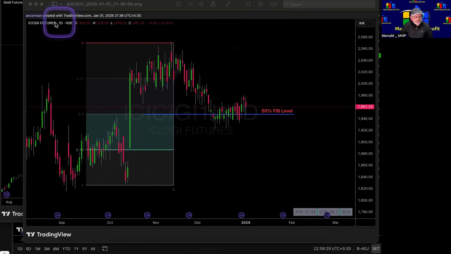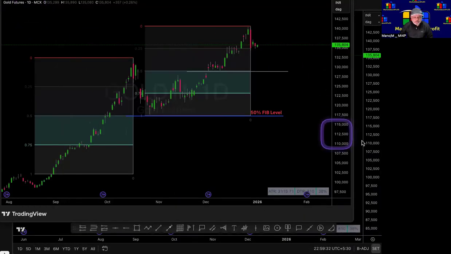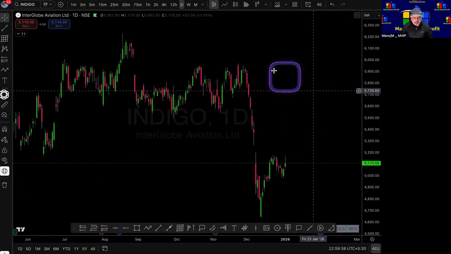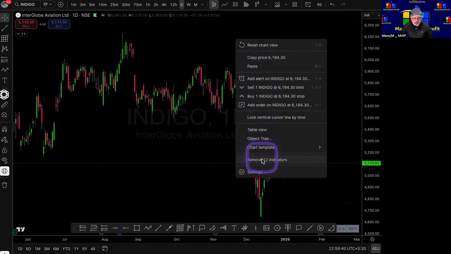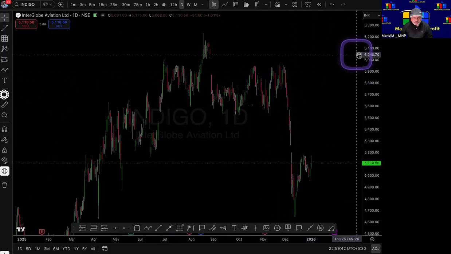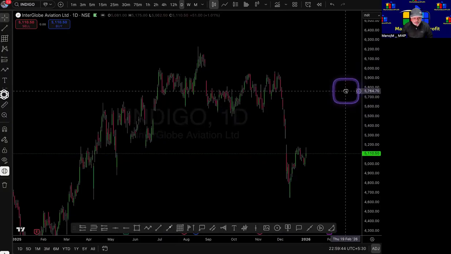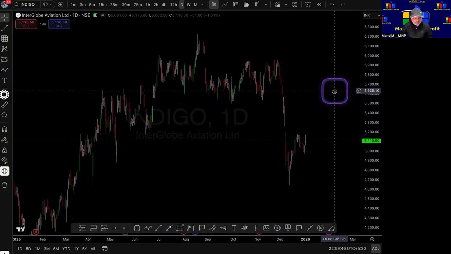So I guess you get the gist of what I'm trying to talk to you about. Now, these have been live charts. Now, let us look at something which I haven't marked. So I'm going to use Indigo. This is something that I haven't marked. I'm going to remove everything that I have here. And how are we going to see this? Beautiful. All right, let's see this.